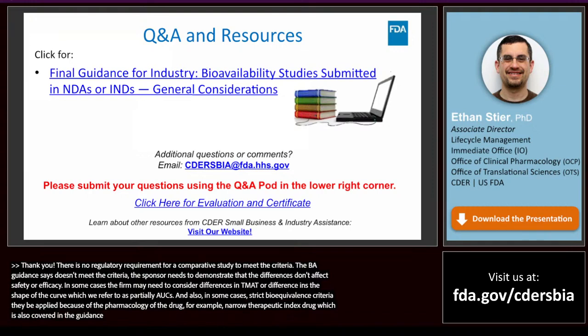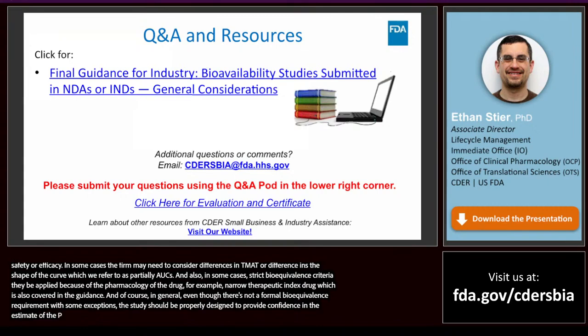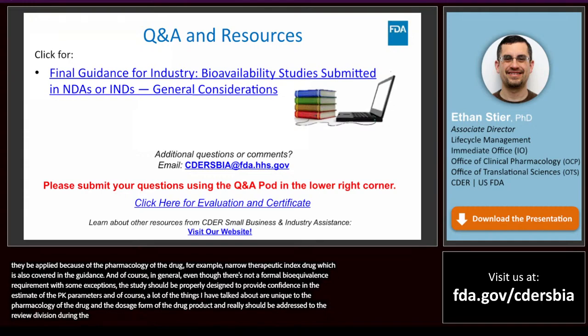And of course, in general, even though there's not a formal bioequivalence requirement, with some exceptions, as I mentioned, the study should be properly designed to provide confidence in the estimate of the relevant PK parameters. And of course, a lot of the things I've talked about are unique to the pharmacology of the drug and the dosage form of the drug product, and really should be addressed to the review division during the IND discussions. Thank you.